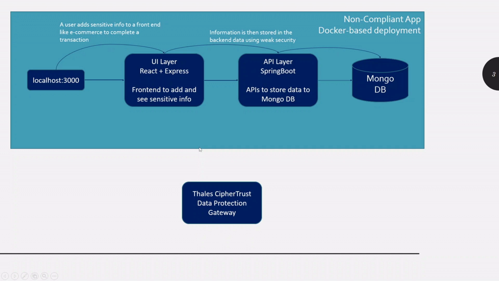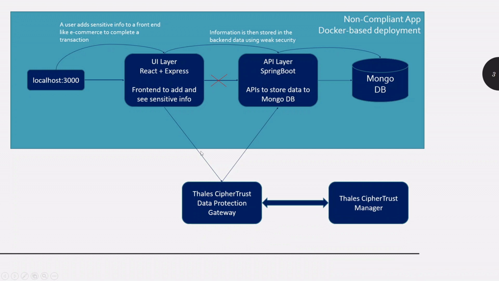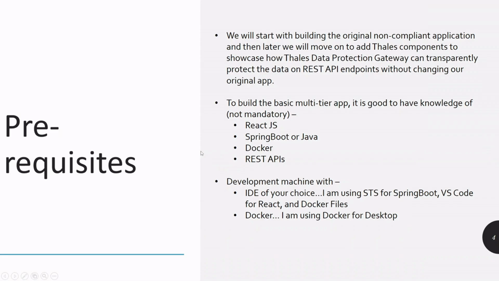So here comes Thales CipherTrust Data Protection Gateway, which is a transparent agent that sits in the same Docker environment. What it does is intercept the REST request between the front end and the API. Instead of passing that information as is, it can tokenize or encrypt the information using policies defined on CipherTrust Manager. We will talk about these configurations and policies in later parts, and how a data protection gateway can be deployed. But we are going to start with a non-compliant app first.